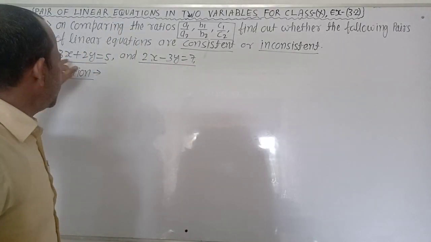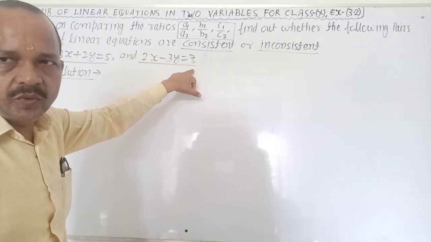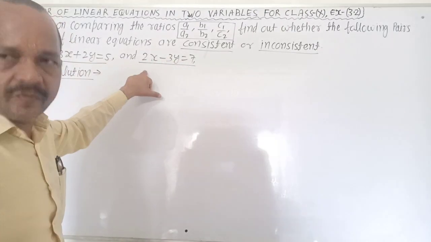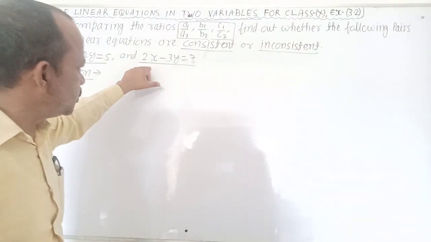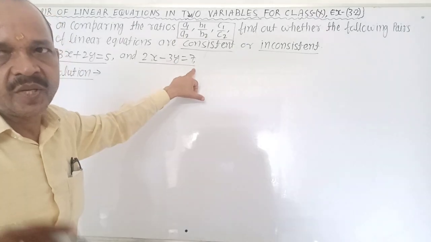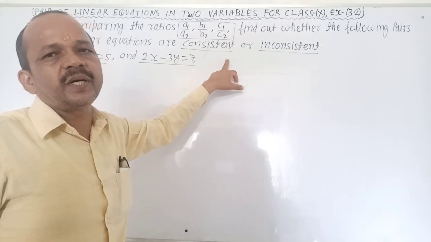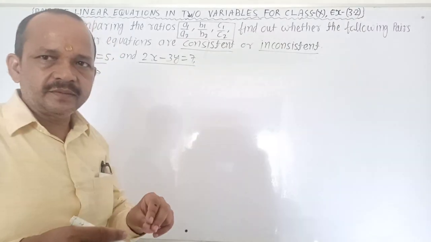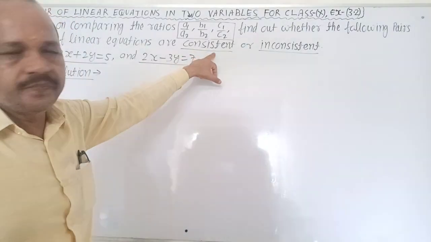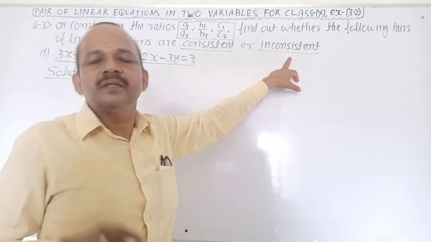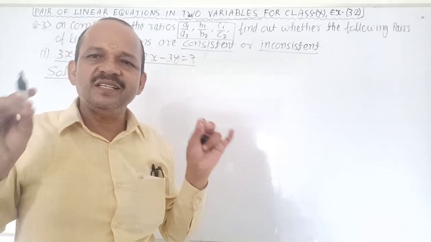Question first, 3x plus 2y equal to 5 and 2x minus 3y equal to 7. It is the given equation. You compare a1 by a2, b1 by b2 and c1 by c2 and decide whether the given lines show consistent system or inconsistent system. It is clear. No confusion about it. Very good. It is very easy.